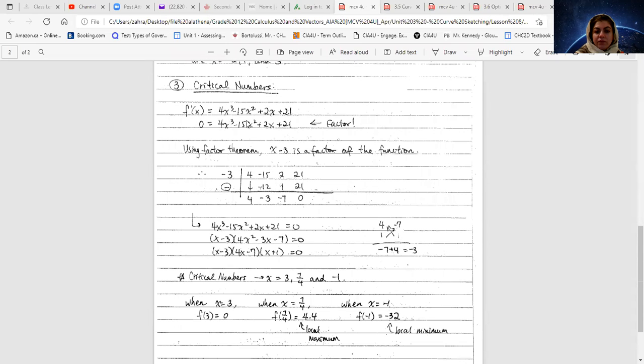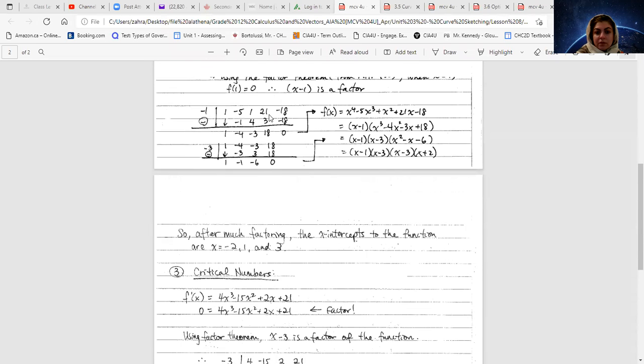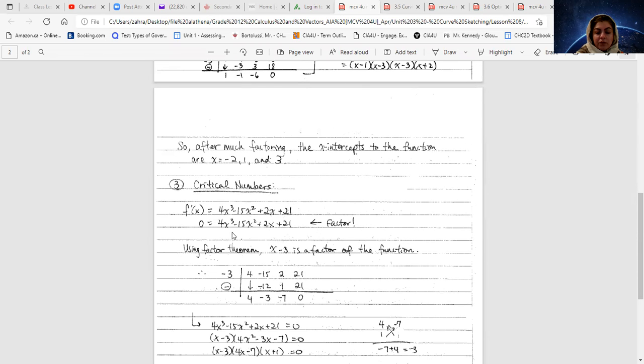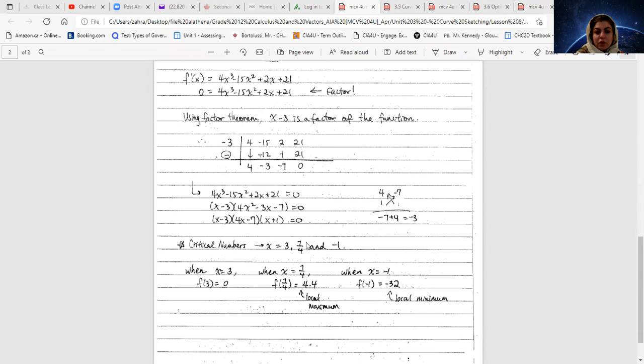Okay, so I'm taking the first derivative: power in front, power minus 1, again power in front, minus 1. I do that. This is the first derivative. I set it equal to 0. Again, I need to use long division. I'm going to guess a factor. If you put x equals 3 here, you get 0, right? Therefore, x minus 3 is a factor. You do the long division, and that would be the result.